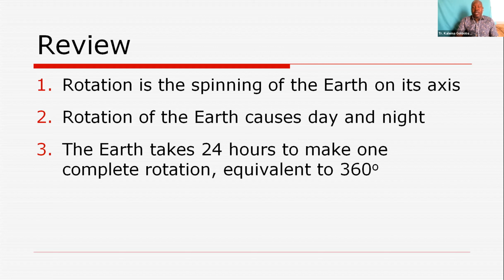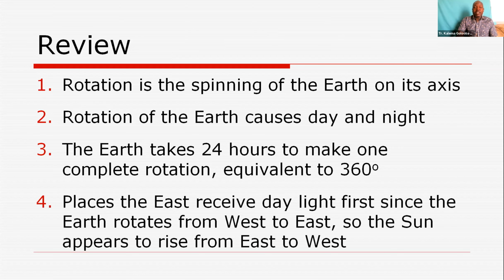And if I asked you a question, and I did last time, how many degrees does the Earth cover in an hour, we said it is 15. It is 360 degrees divided by 24 hours to find the degrees per hour. And then we said places on the east receive the daylight first, since the Earth rotates from west to east. So it appears the sun rises from east to west. So when you're on planet Earth, you'll see the sun rising from the east and setting in the west.